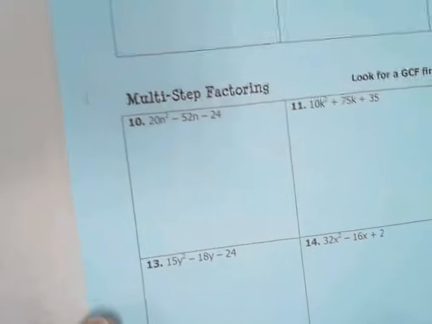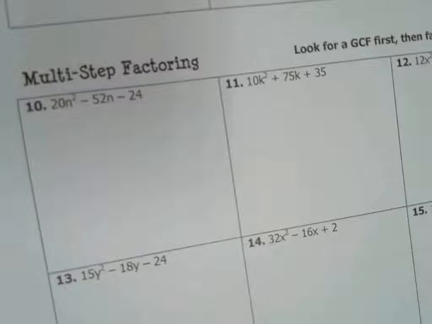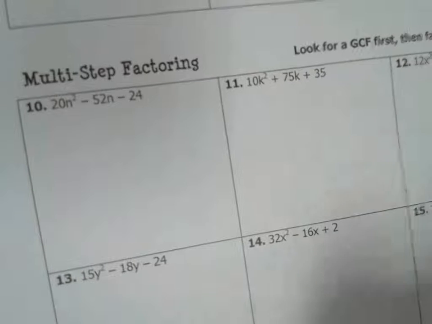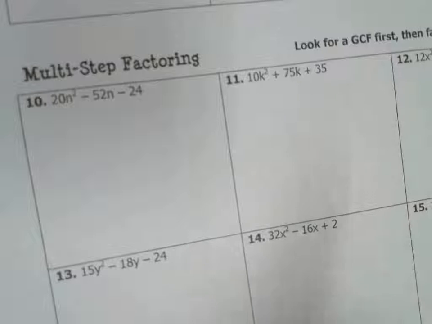Okay, so let's go ahead and look. We are on the bottom of the second page, bottom of the back page. What we're going to look at today is factoring a GCF out first, and then doing it just like we did yesterday.